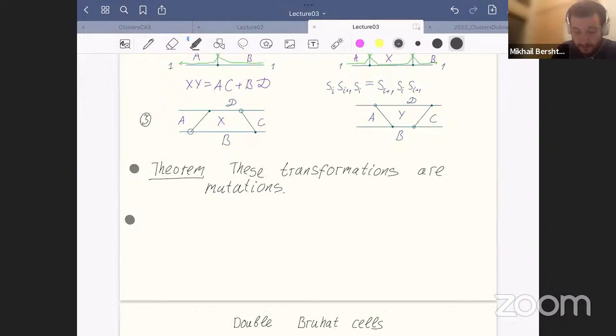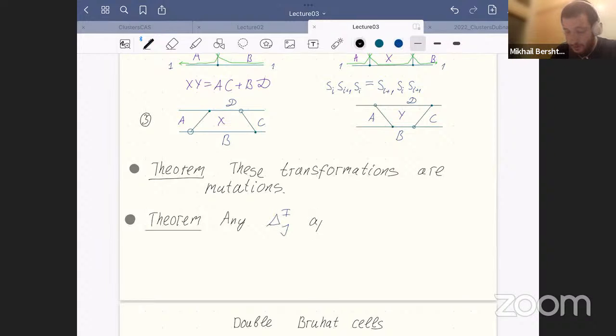And the last theorem, but I think all the theorems are more or less straightforward. I put them maybe as hints to the problem. The last theorem says that any delta ij, any minor, appears in some network.